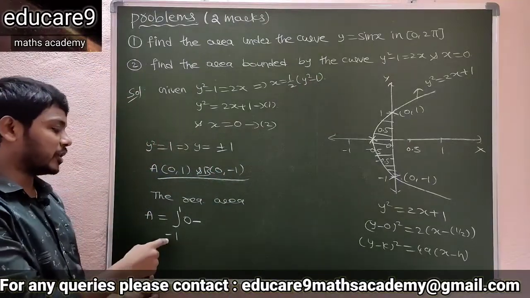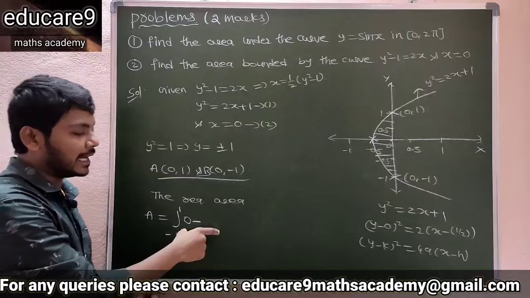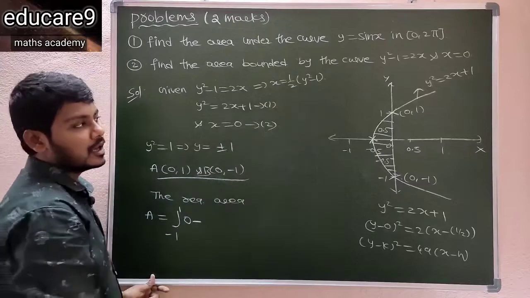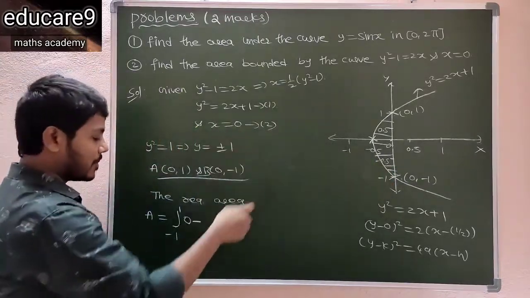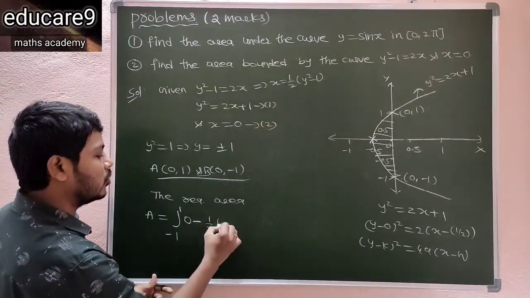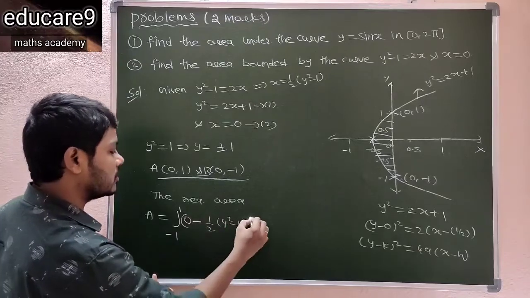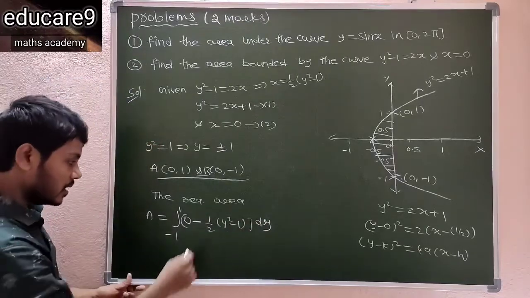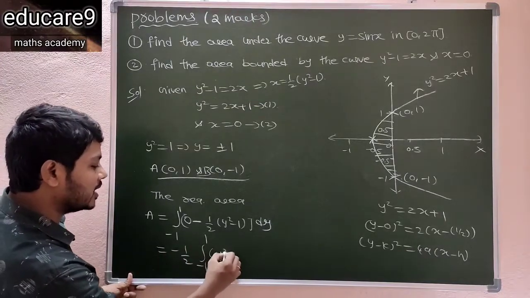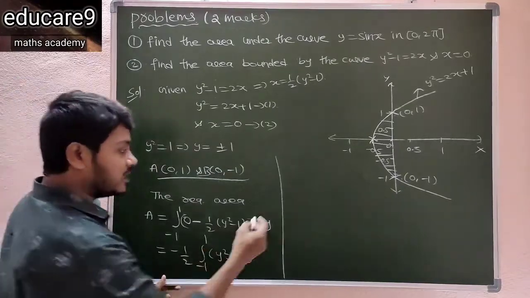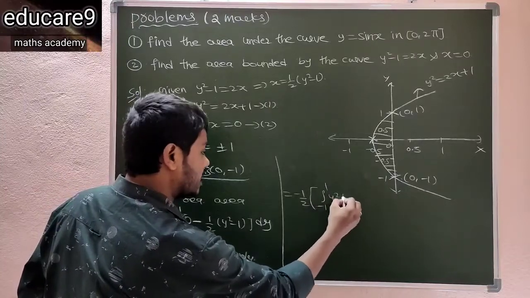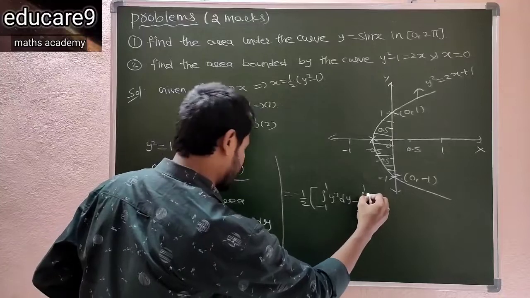Because here we have to take the y coordinates, so we have to write x terms. So that is 0 minus this one: x of right curve, that is 0, minus x of left curve, that one is 1 by 2 into (y² minus 1) dy. Now this is minus 1 by 2 into the integral from minus 1 to 1 of (y² minus 1) dy. Now again this is minus 1 by 2 into the integration of minus 1 to 1 y² dy minus the integral minus 1 to 1 dy.